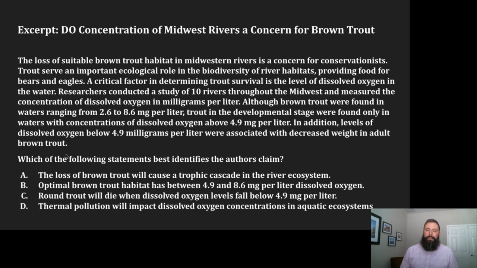Take a moment. Read through, push pause. I'm going to tell you the answer now. The answer is B. And take a look. The reason why is because this is our evidence right here. Although brown trout were found in waters ranging from 2.6 milligrams per liter to 8.6, trout in the developmental stage were found only in waters with concentration of dissolved oxygen above 4.9 milligrams per liter.